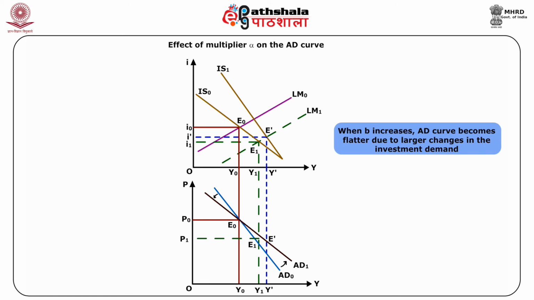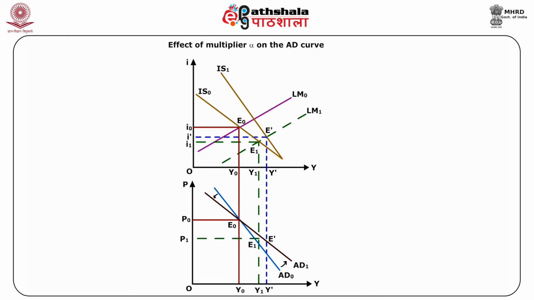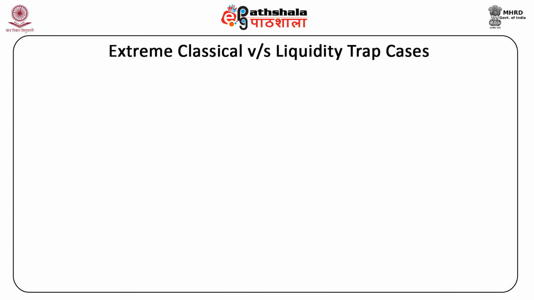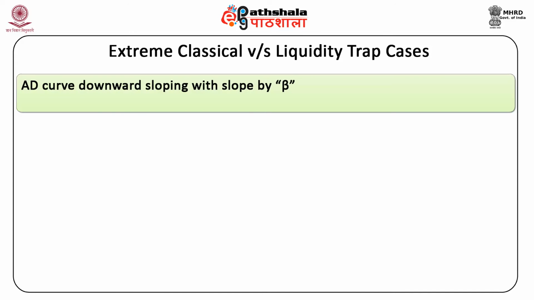Note that when B increases, the aggregate demand curve becomes flatter due to larger changes in the investment demand. However, when alpha increases, the aggregate demand curve becomes flatter due to larger changes in consumption demand. Extreme classical versus liquidity trap cases. The aggregate demand curve is downward sloping with the slope given by beta.